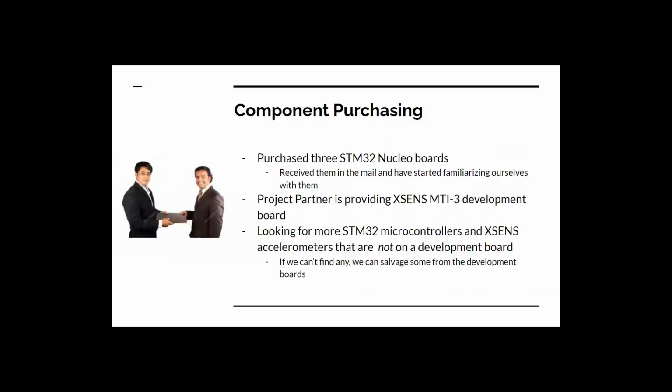Component purchasing: we purchased 3 STM32 Nucleo boards. We received them all in the mail and we've started familiarizing ourselves with them. We've run some test functions to see how they work and get familiar with the IDEs that we're going to be using. The project partner is going to be providing us with the XSens MTi-3 development boards, as well as the chips themselves. But we're still looking for more STM32 microcontrollers and accelerometers that are not on a development board. If we can't find any, we can still salvage some from the development boards we do have.